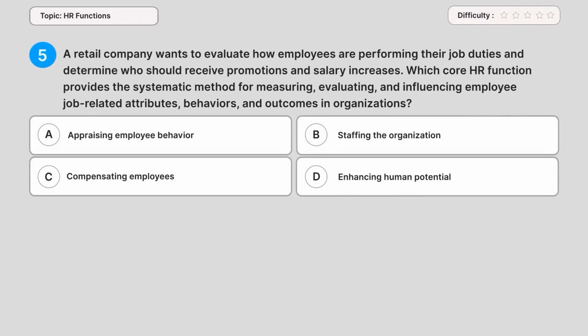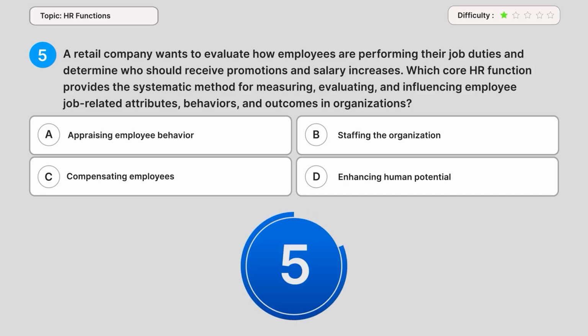5. A retail company wants to evaluate how employees are performing their job duties and determine who should receive promotions and salary increases. Which core HR function provides the systematic method for measuring, evaluating, and influencing employee job-related attributes, behaviours, and outcomes in organisations? A. Appraising employee behaviour. B. Staffing the organisation. C. Compensating employees. D. Enhancing human potential. What do you think is the answer?